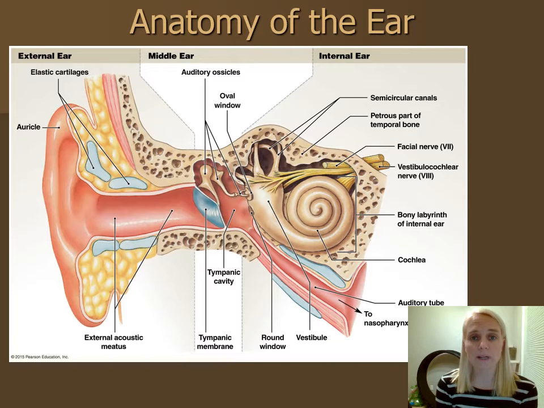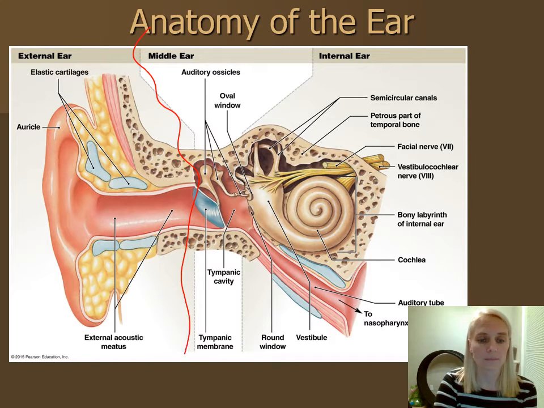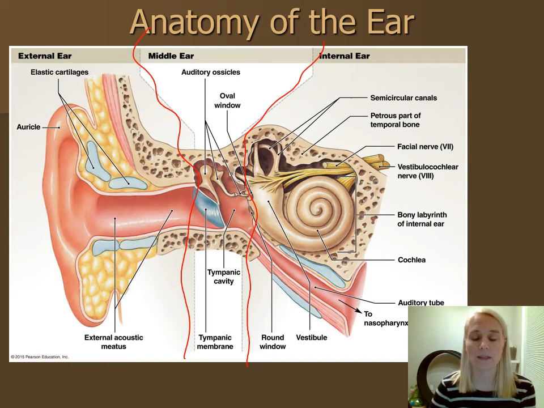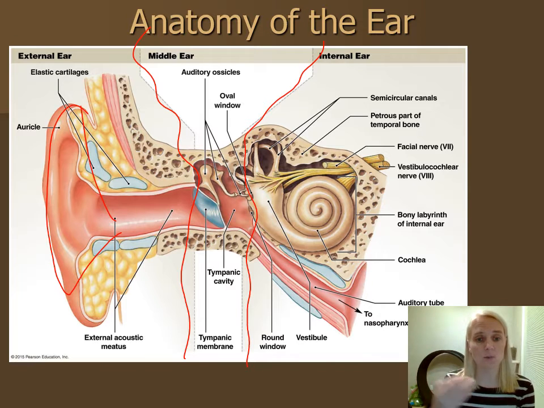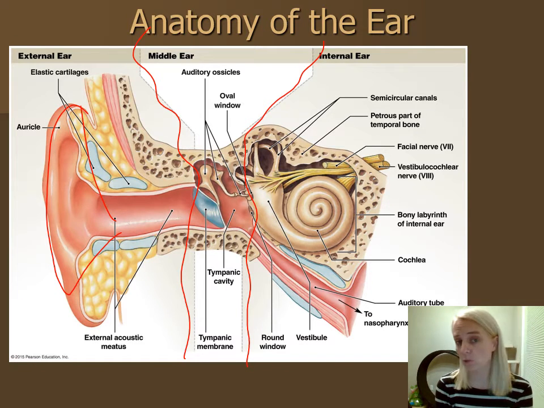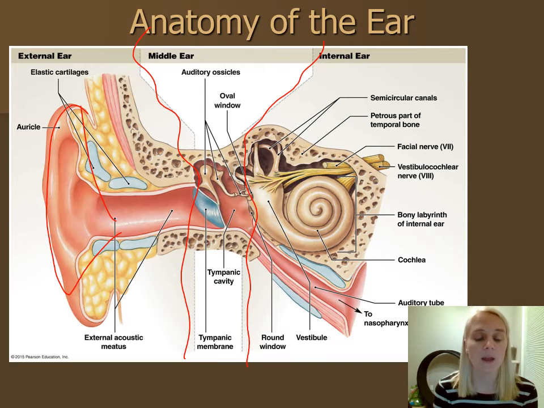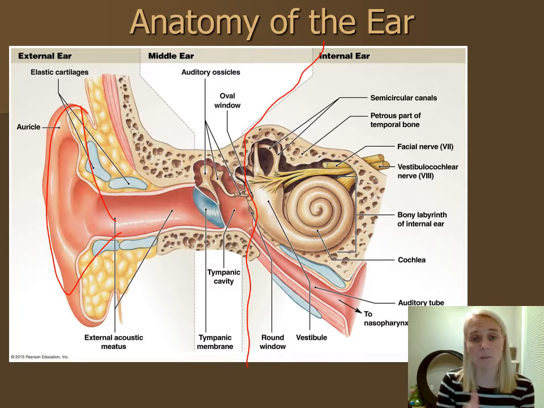It is divided into three subcategories, if you will, structurally. We have the external ear, the middle ear, and the internal ear. The external ear functions primarily for collecting sound. So our auricle, which acts like a big funnel, funnels the sound waves into our external acoustic meatus, which was one of our bone markings on your temporal bone, bringing that to our tympanic membrane. The tympanic membrane is the boundary between the external ear and the middle ear, sorry.